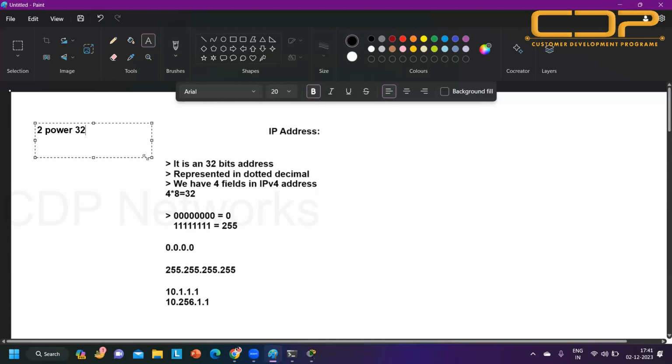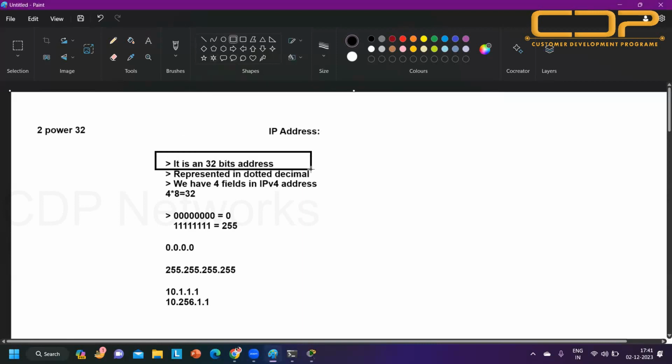First, we came up with a technique called dividing IP addresses into classes. So we divide IPv4 addresses into some classes. Till now, what have we discussed? We discussed that an IP address is a 32-bit address represented in dotted decimal.